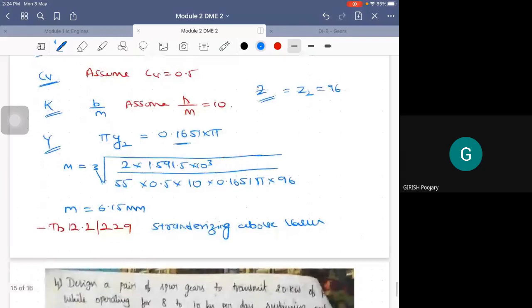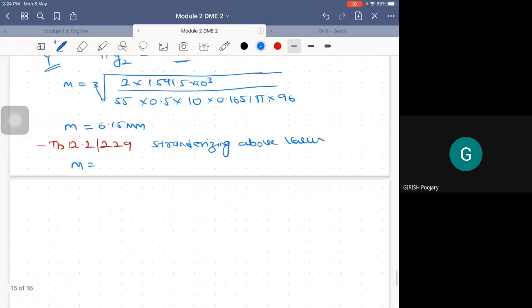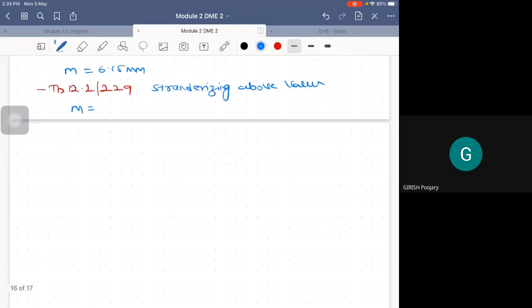Standardize it and tell me. What is the final M you are going to give me? Standardize it. Go for table number 12.2, page number 229.